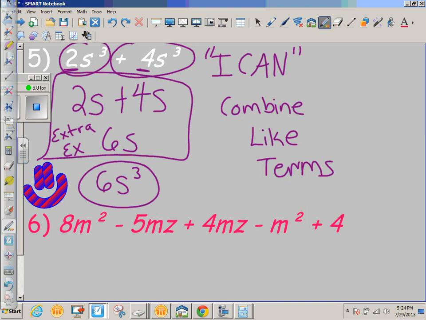Moving on, number 6. In this example, you will see several different types of terms. I see some m's, I see some z's, I see a constant. So once again, I like to just use a symbol of some kind: circle, rectangle, triangle, a cloud. I'm going to use a cloud this time just to mix it up a little bit. I'm going to cloud 8m squared, and then I see another m squared term. What you want to make sure you do here is to include the negative in front of the m squared.